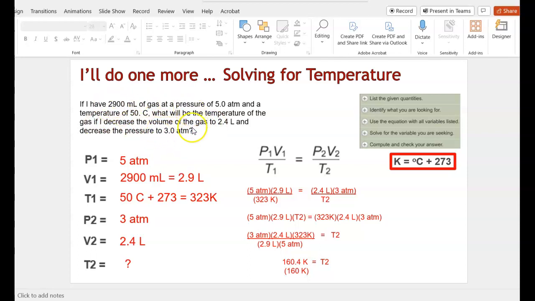Again, as I read through, I see 2 of everything, so it's the combined gas law. I've listed out all of the variables. My units match, but this time I am given Celsius, so I have to change that over to Kelvin. Then plug in and solve. In this case, I left the answer in Kelvin, but since the initial temperature was given in Celsius, you may find some questions ask for the final answer in Celsius as well. If that's the case, you would just subtract 273 to go back to Celsius.